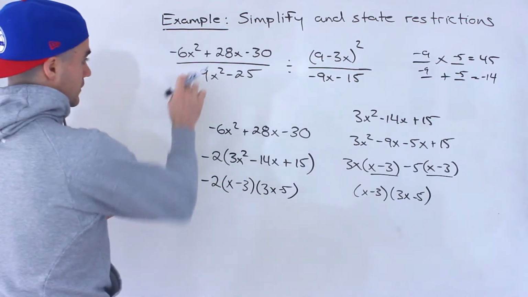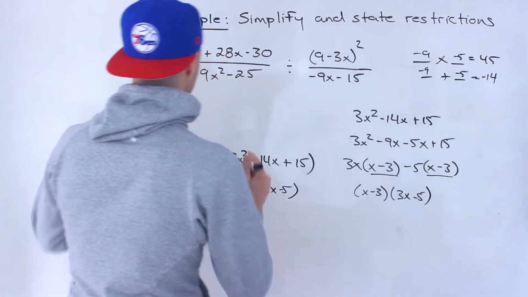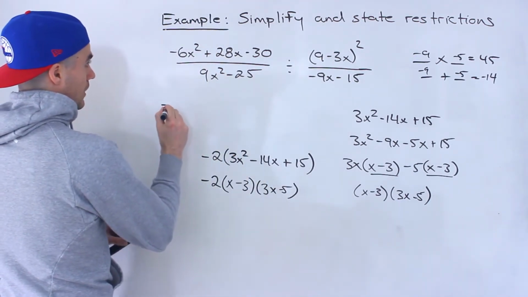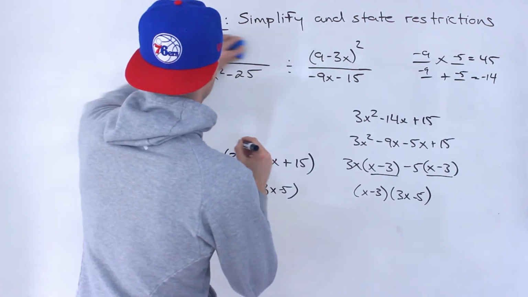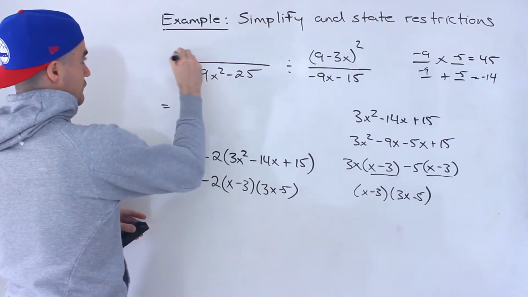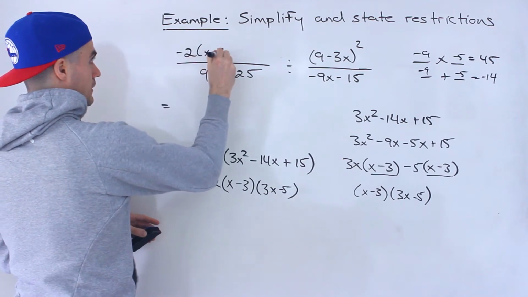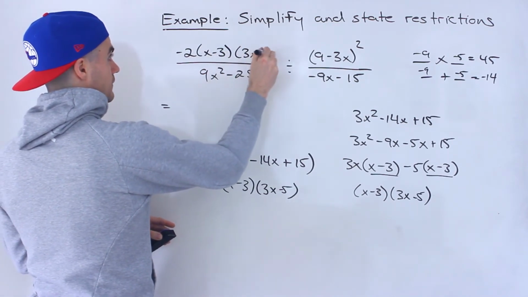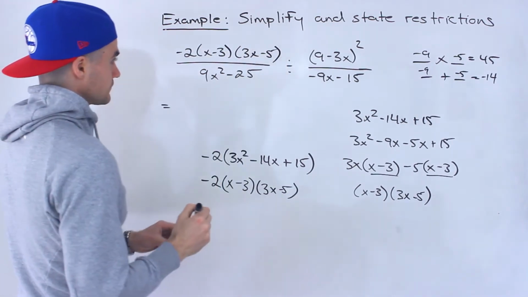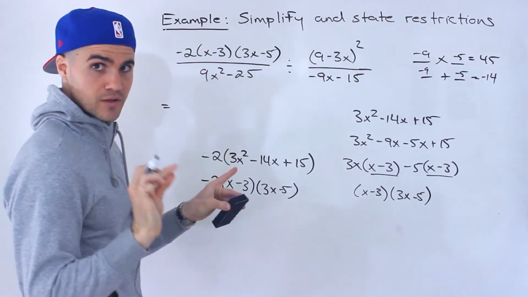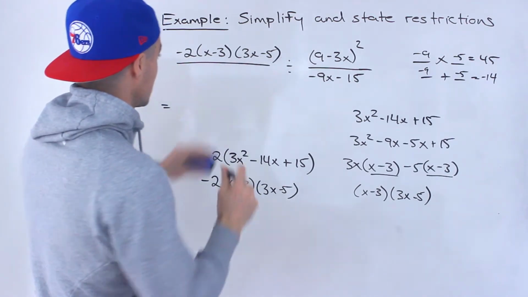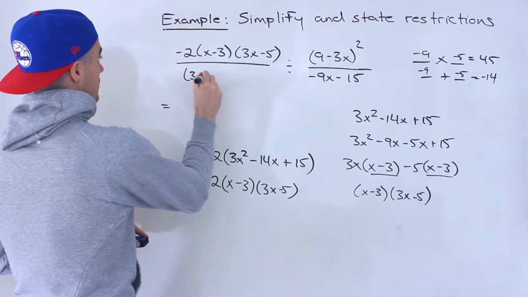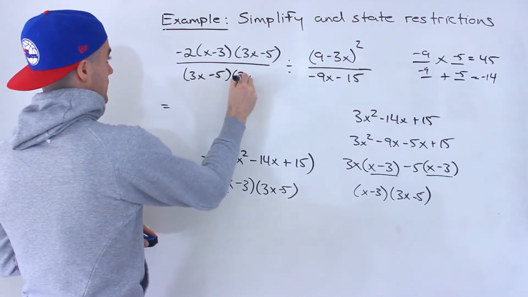So this numerator here, I'm going to rewrite this. Actually, let's just rewrite it up here. That numerator is going to factor into that right there. Notice the 9x squared minus 25, that's a difference of squares. That's going to factor to 3x minus 5 times 3x plus 5.